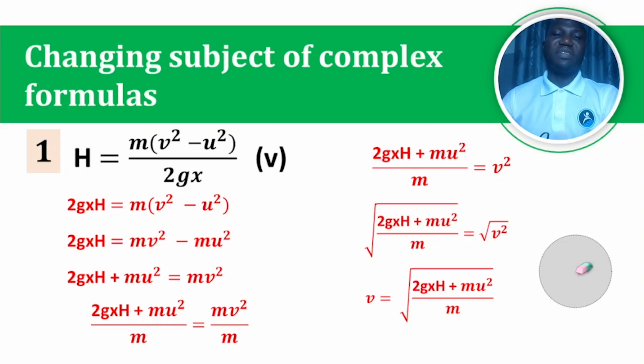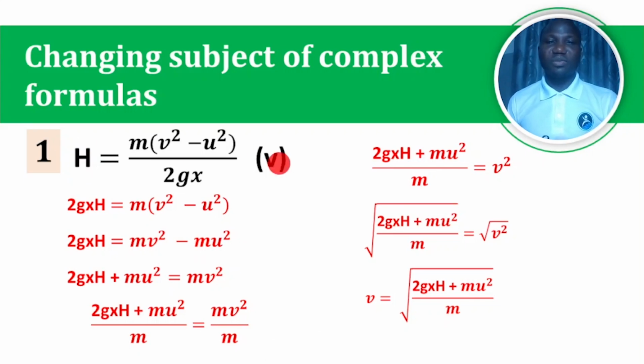Now, number one, we have h is equal to m bracket v squared minus u squared over 2gx. We have to change the subject to v. Presently, the subject is h, and we have to change the subject to v.